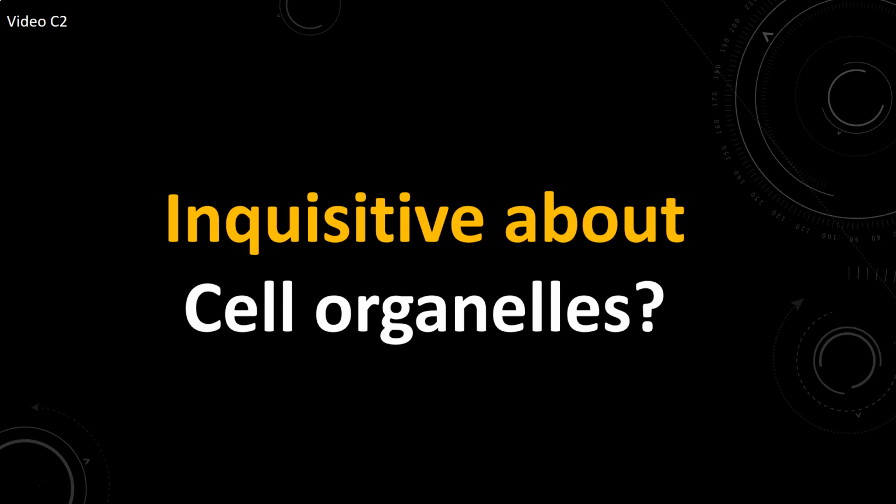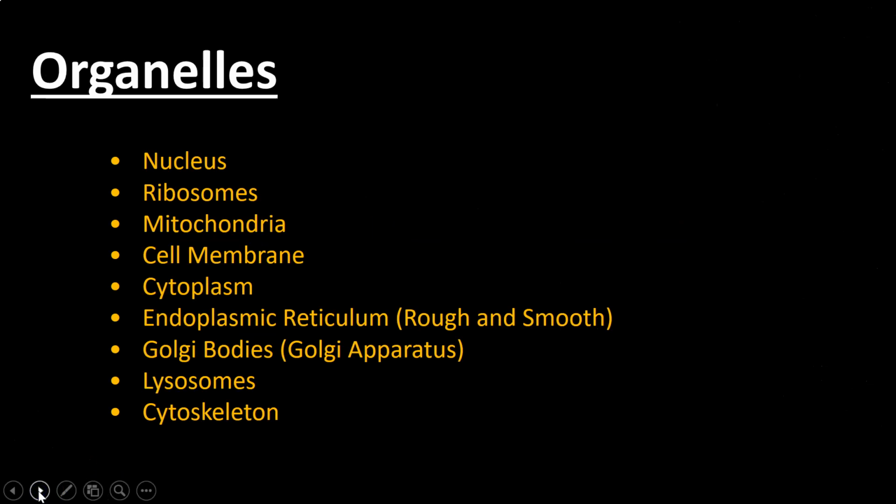So, cell organelles. In terms of which organelles specifically we're going to talk about, the main ones. We'll talk about the nucleus, the ribosomes, the mitochondria, the cell membrane, the cytoplasm, the endoplasmic reticulum, both the rough and the smooth type, the Golgi bodies, sometimes known as the Golgi apparatus, the lysosomes, and the cytoskeleton. So we're going to briefly talk about all these organelles.